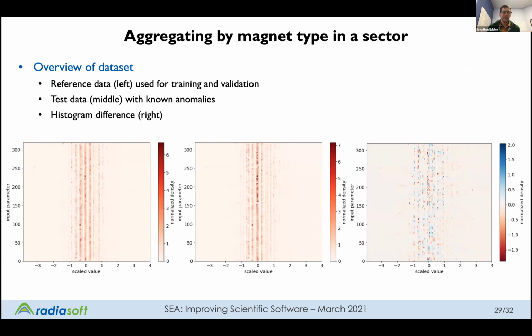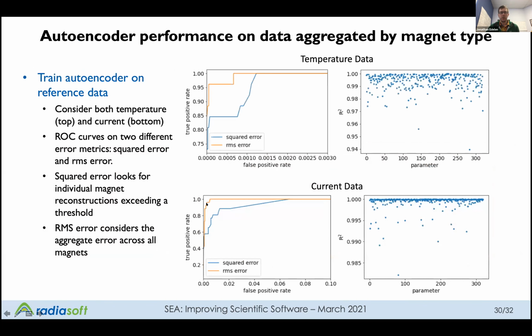And then we also looked at aggregating by magnet type in the sector. I'm not going to spend too much time on this. It's essentially the same thing as the previous plot. We're expanding the data set and trying to compare which approaches work best for which cases. We have temperature data and current data, and this is aggregating, so there are a lot more parameters. This has 320 parameters. Again, the autoencoder trains very well, and again, looking at RMS error is a better metric for minimizing the false positive rate. But again, with RMS, it's hard to identify the specific magnet type in the sector that faulted.